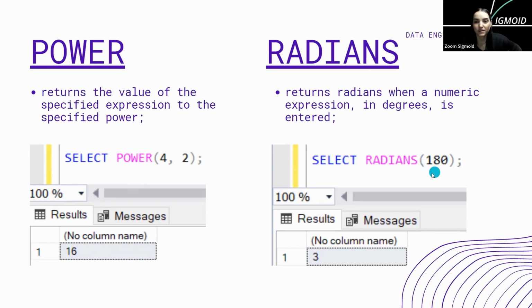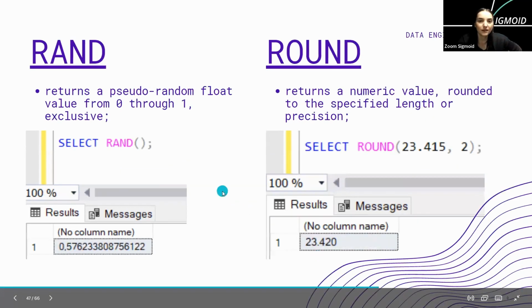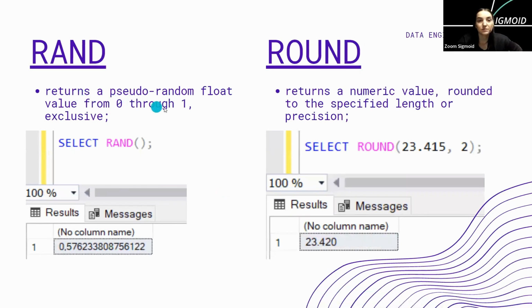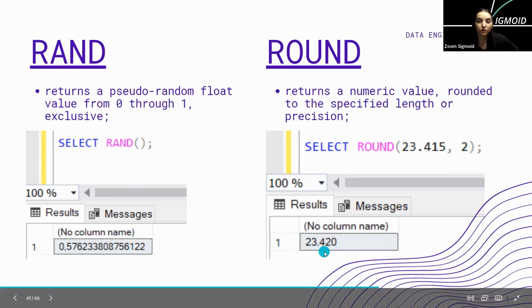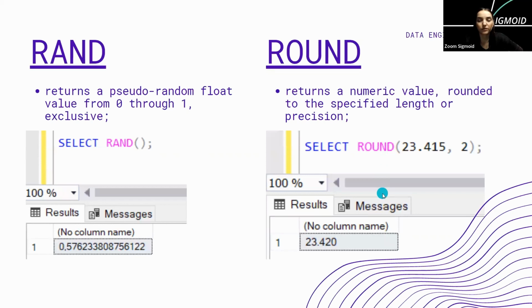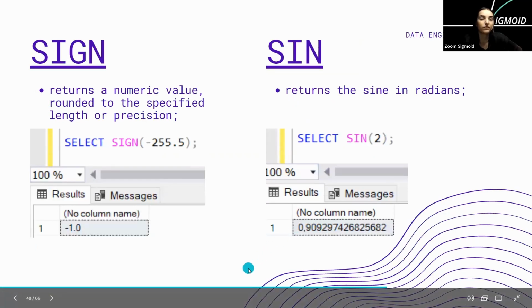So we have the number of degrees and we get the radians. We have the RAND. The RAND returns a pseudo-random float. Remember, float. A value from 0 to 1 exclusively. Actually, we won't get a 0 or a 1. And we have the ROUND. The ROUND returns a numeric value rounded to a specific length or precision. So we would like to round 23.415 to 2 digits, and we will get 23.42. And also we can play with these numbers and round with more precision or a fixed precision and so on.